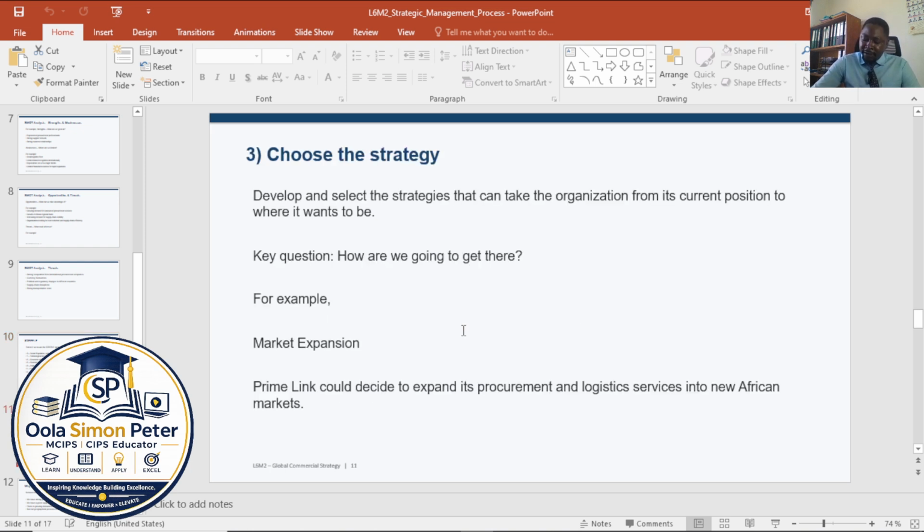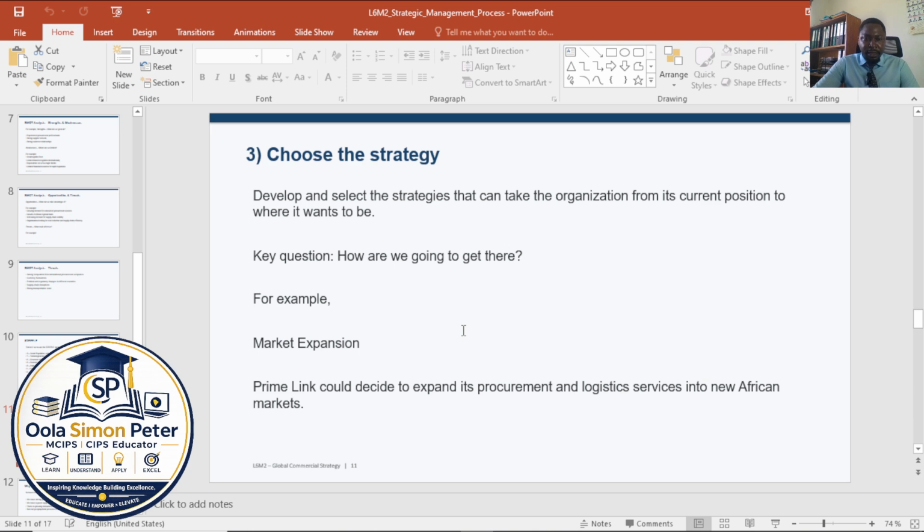So after you have identified where you are, that is the second stage. Now let's go to the third stage. Choose a strategy. At this stage, you're going to develop and select strategies that can take the organization from its current position to where it wants to be. So the key question is, how are we going to get there?